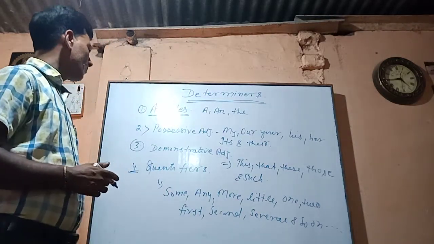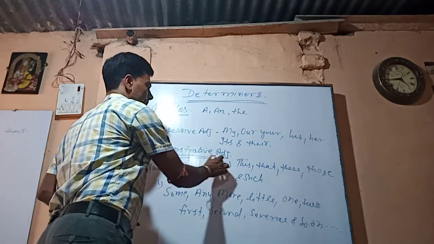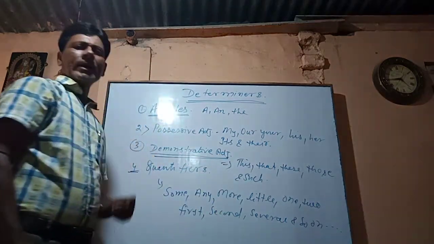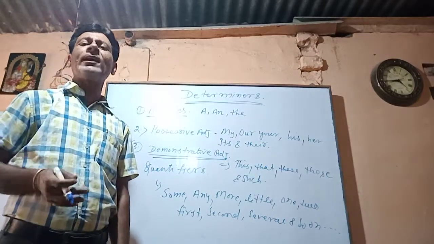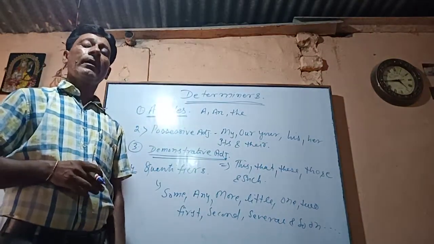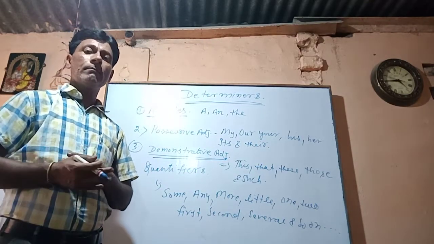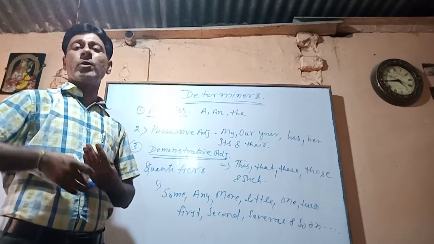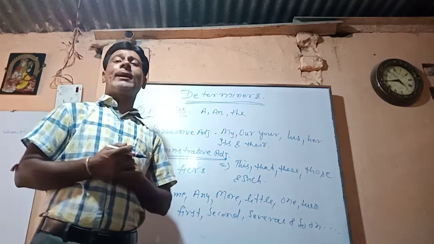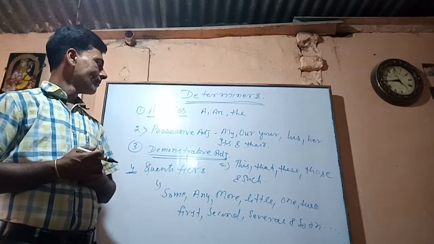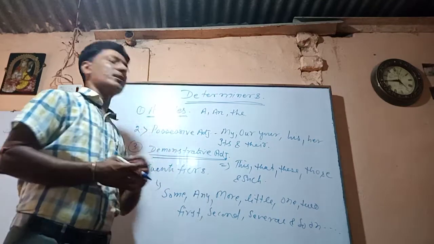The third thing is demonstrative adjectives. What is a demonstrative adjective? A demonstrative is used to indicate and point out anything. Which man, which person, which student, which object. So anything which you would like to indicate and point out, we have to use a demonstrative adjective.